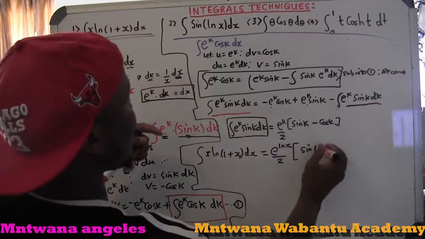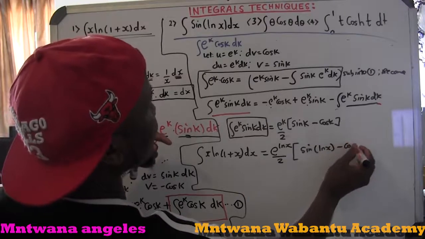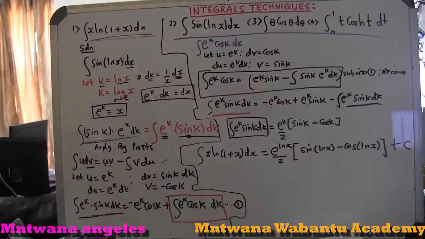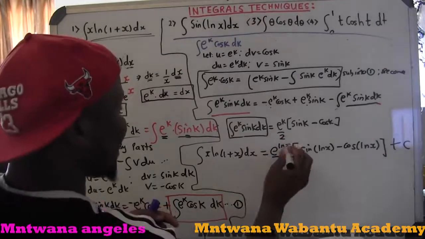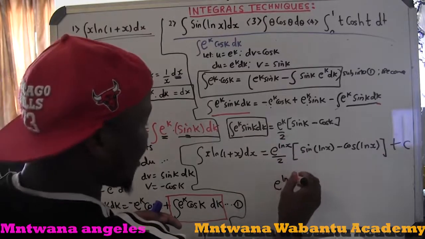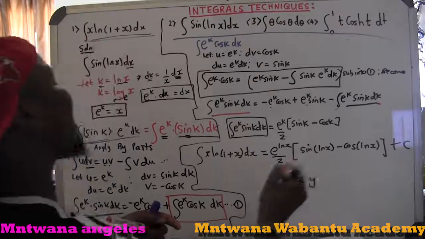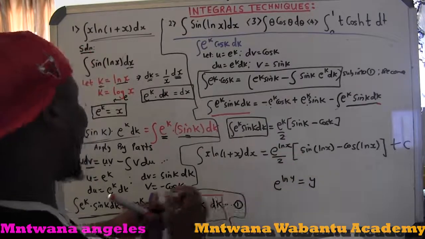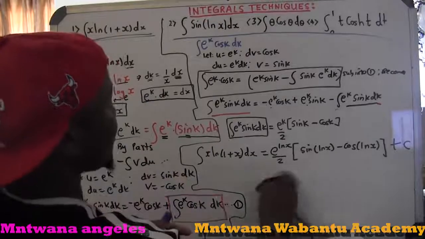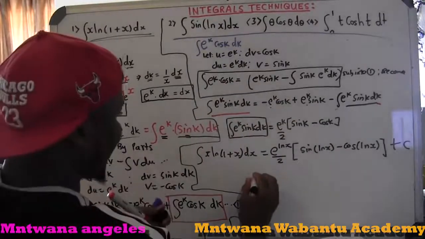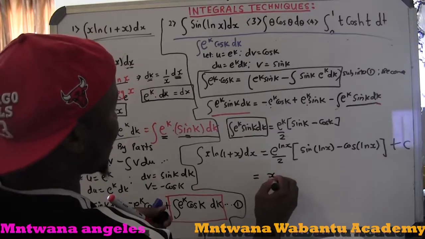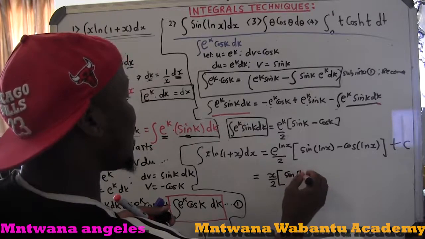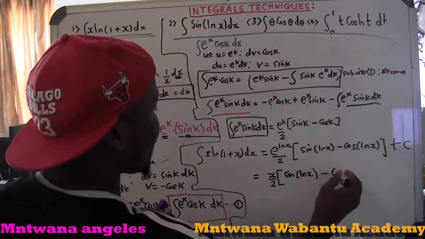sin of what is k? ln of x, minus cos of ln of x. But we have to add a constant. Mathematically, if somebody gives you e^(ln y), this equals y, accepted mathematically. So e^(ln x) equals x, and I'm going to replace that. So this equals x over 2, and that one right here is going to be equal to sin ln of x minus cos ln of x.